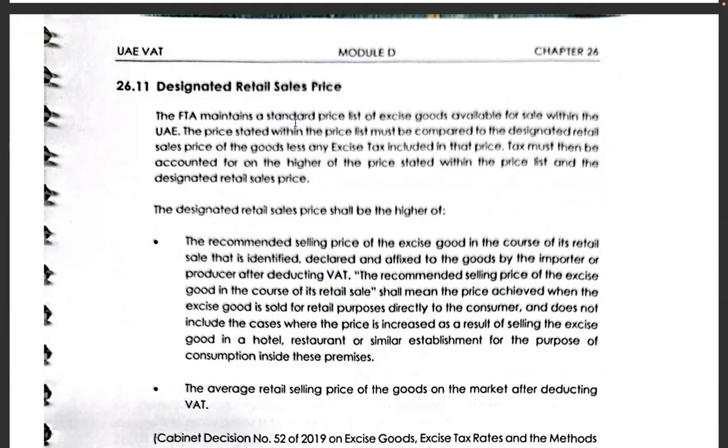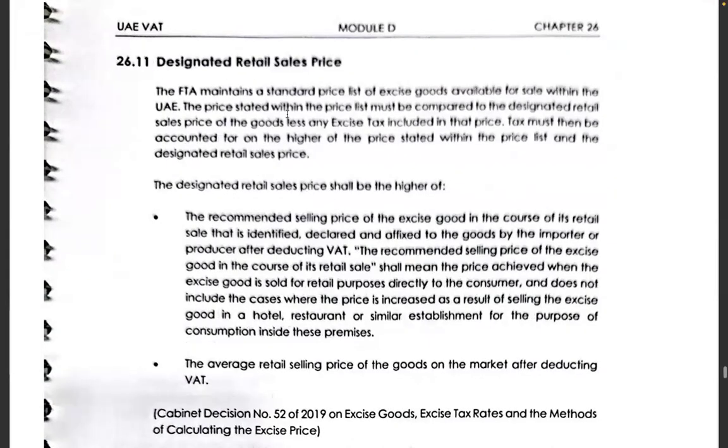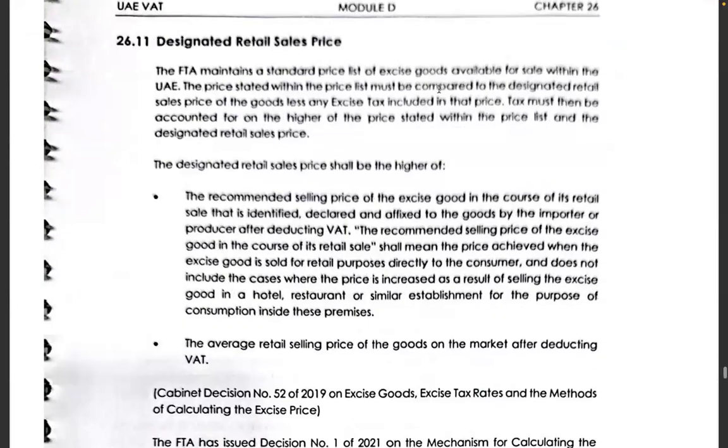The FTA maintains a standard price list of excise goods available for sale within the UAE. The price stated within the price list must be compared to the designated retail sales price of the goods less any excise tax included in that price. So it is that price which the FTA maintains. Tax must then be accounted for on the higher of the price stated within the price list and the designated retail sales price.